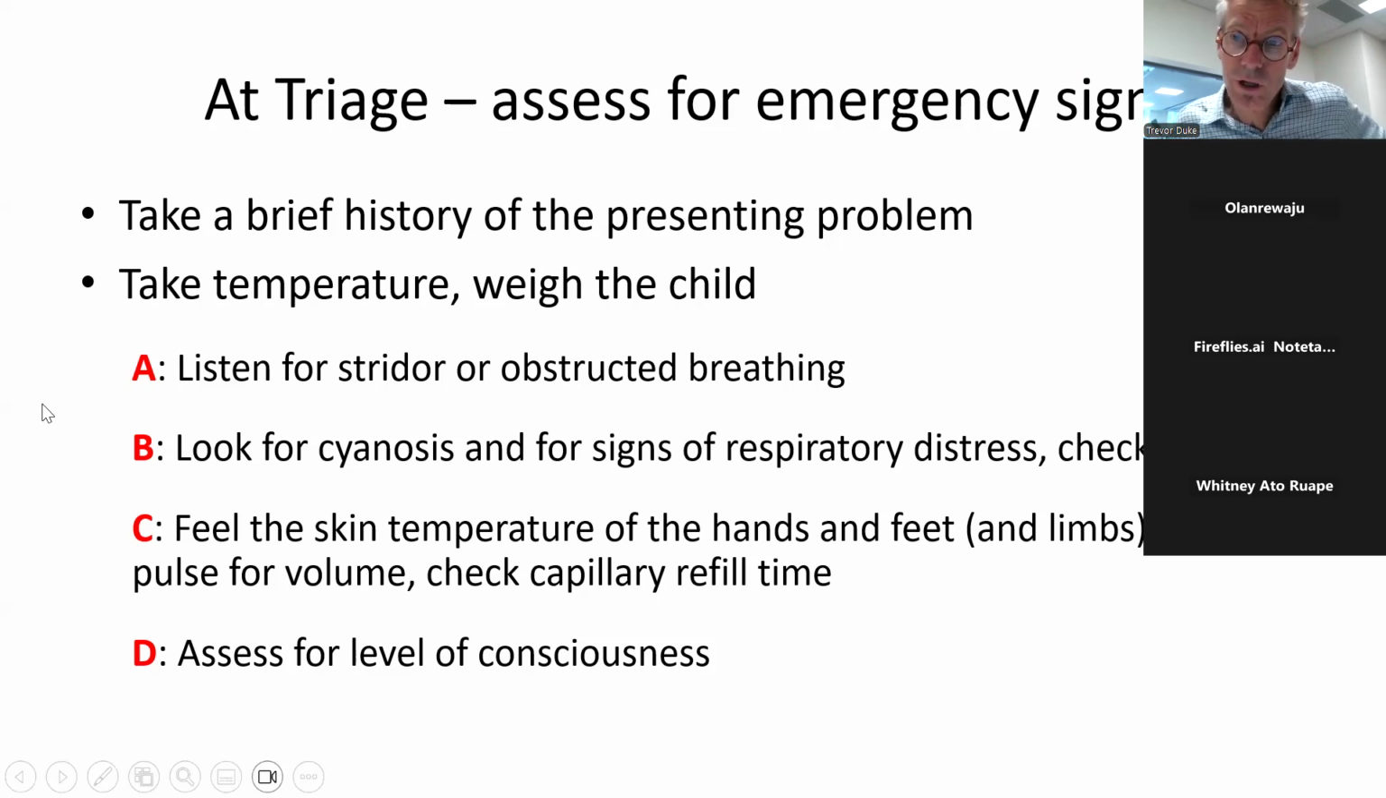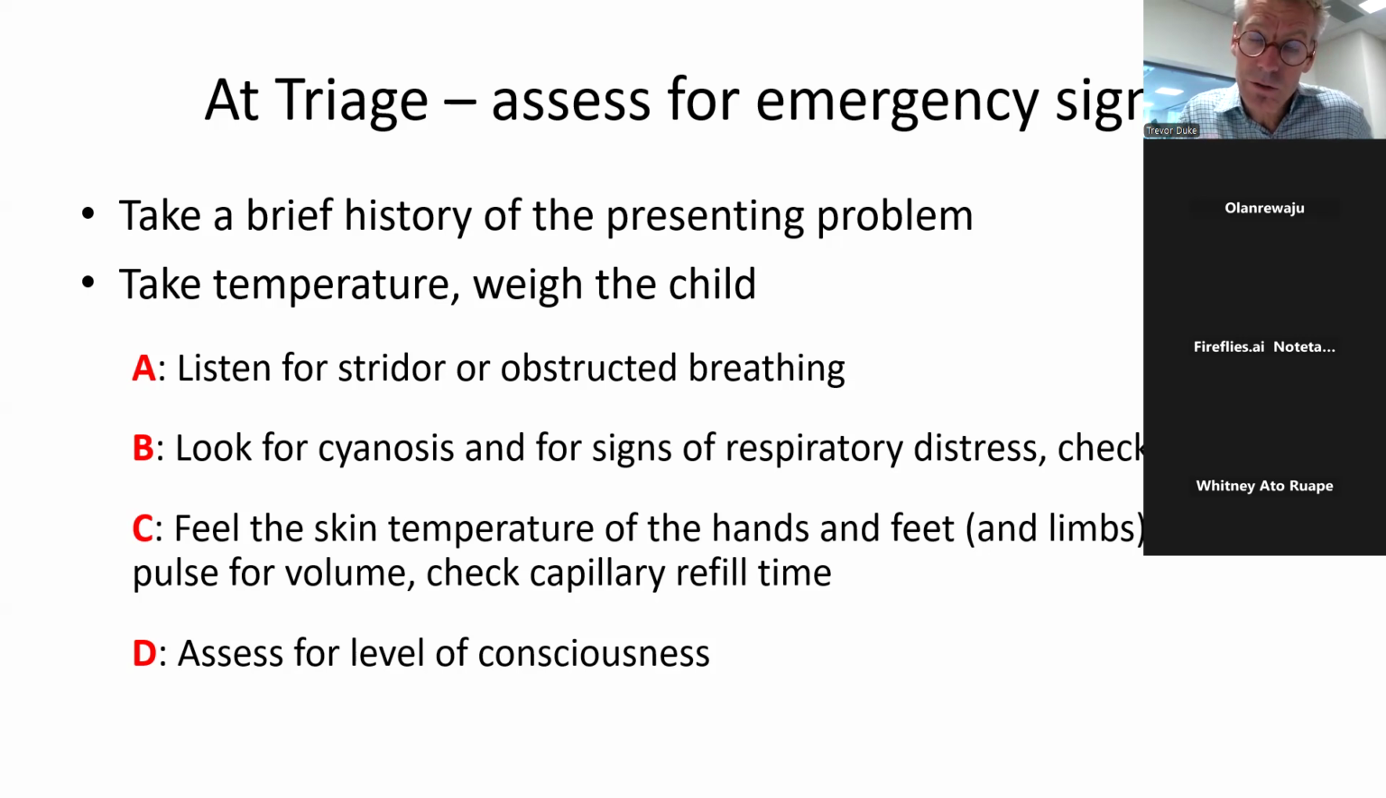Then we've talked before about how to do a rapid triage assessment that pays attention to the child's airway, their breathing, their circulation, and their level of consciousness. So by now you should be very familiar with those things, and you should be practiced in identifying those clinical signs: the airway signs of stridor and obstructed breathing, snoring, gurgling, respiratory noises, looking for cyanosis or signs of respiratory distress, and we've talked about those.